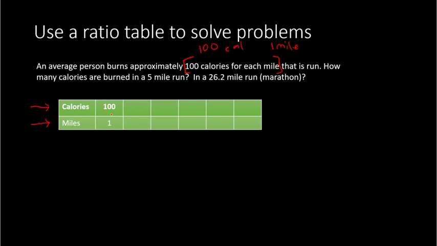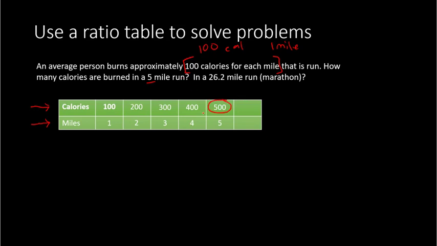So we can create a table and plug in numbers. If 1 mile is 100 calories, then 2 miles would be 200 calories, 3 miles, 300 calories, 4 miles, 400 calories, 5 miles is 500 calories, which is the first part of the question. How many calories are burned in a 5-mile run? That answer would be 500 calories.